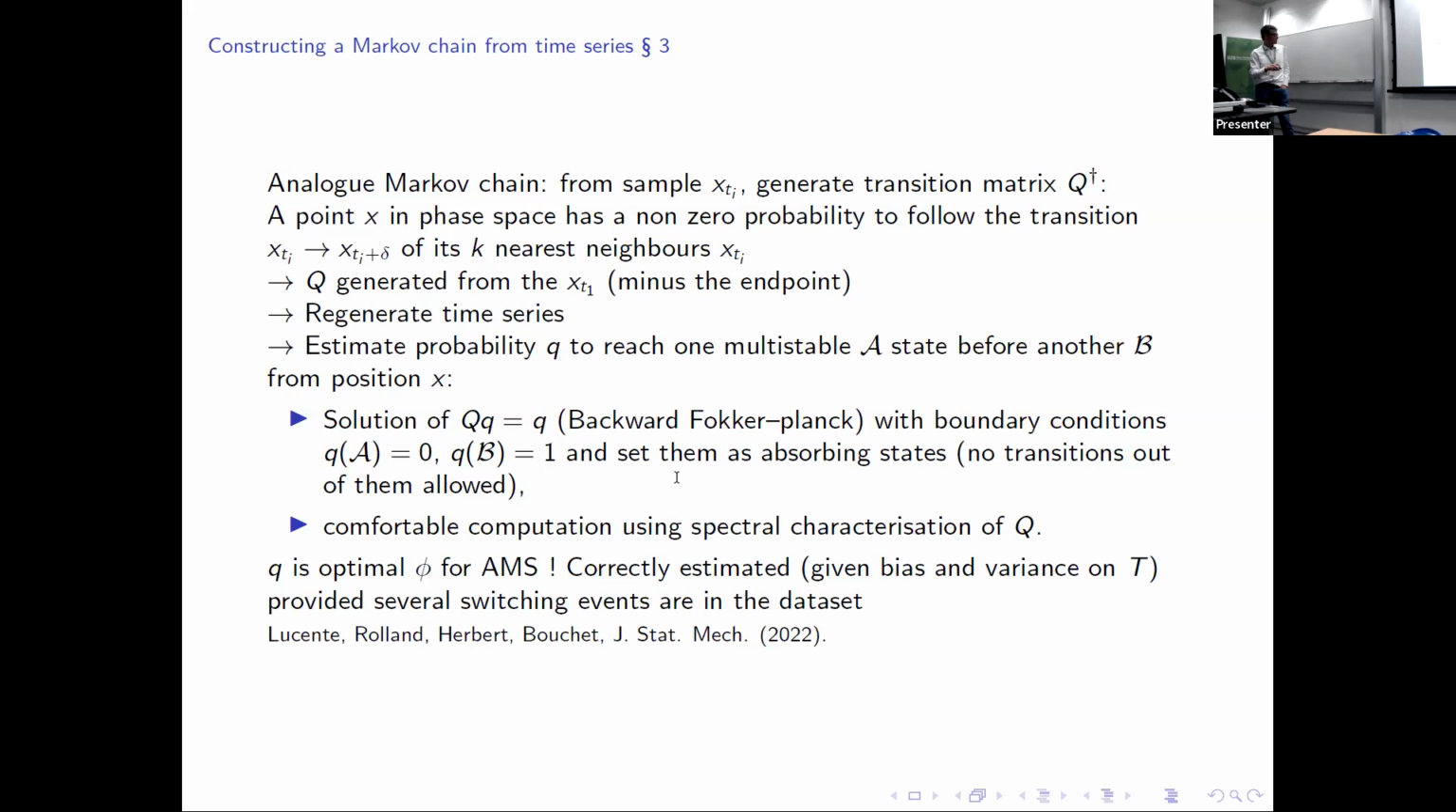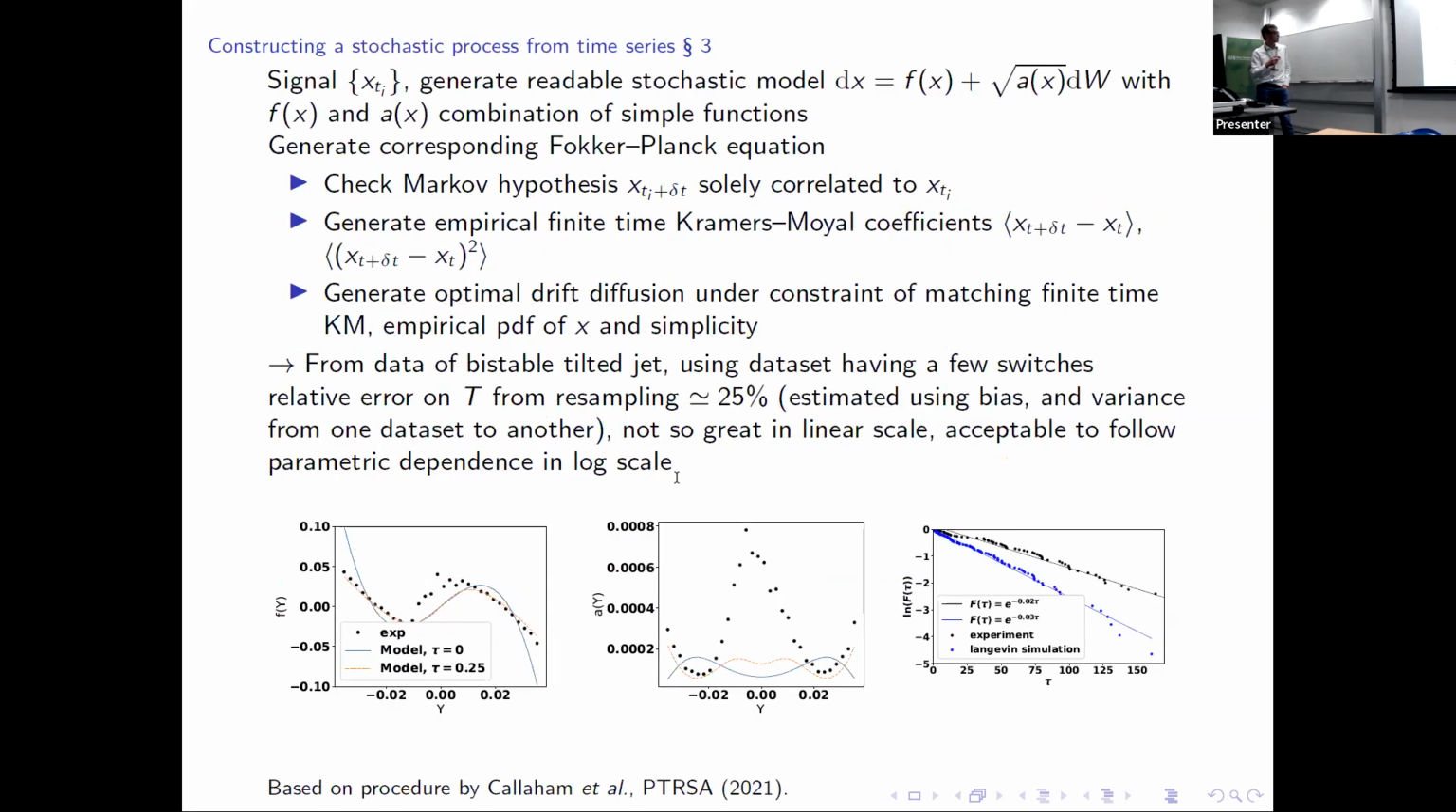So that's explained here. And as a last example, I will talk about the construction of stochastic processes. So again, from some time series where you have a few switches, you would like to construct a stochastic process for maybe a handful of features. And what would be interesting also is that F and A are basically simple functions that we can read as people. So not like a neural network. So like, I don't know, combinations of polynomials or exponentials or logs, etc.